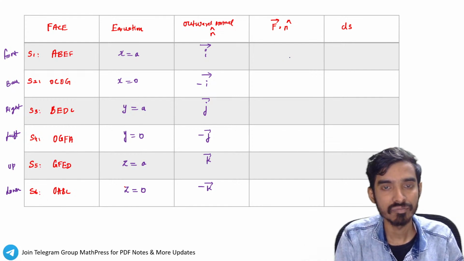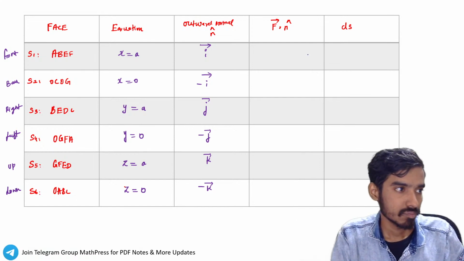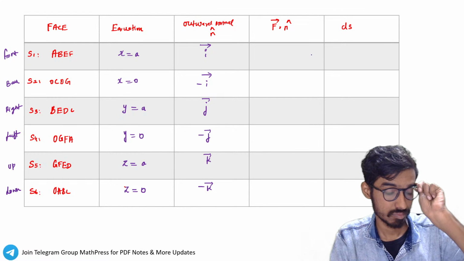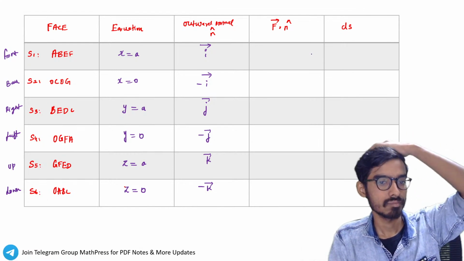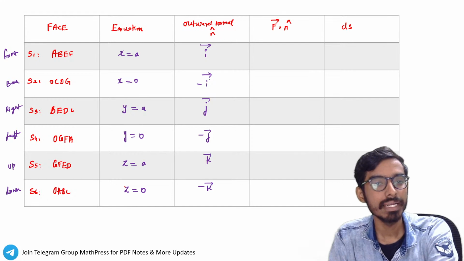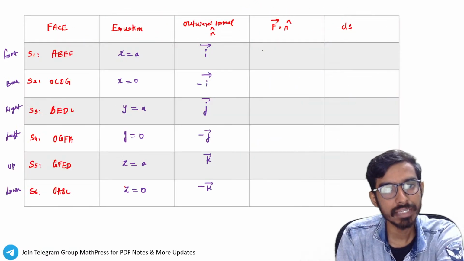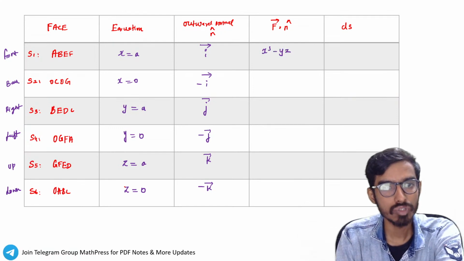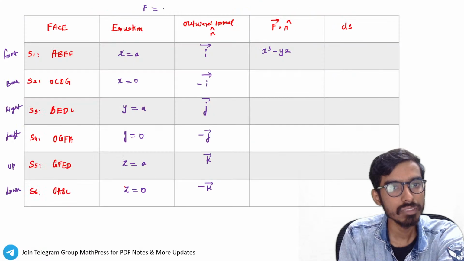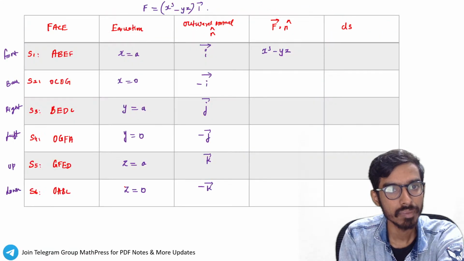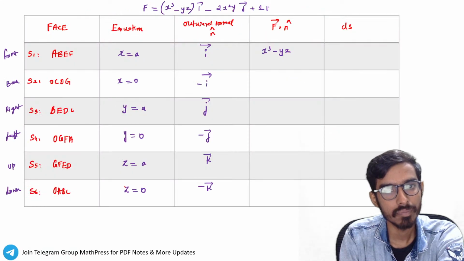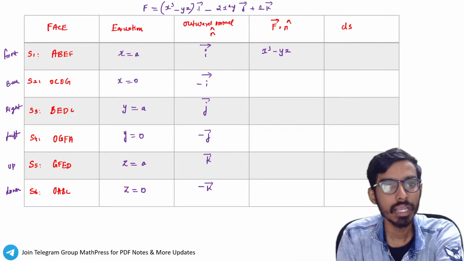F dot n ds. Outward normal is n cap. Okay. Now we will find f dot n cap. So f dot n cap is very easy. We know f. What is f here? F is x cube minus yz i vector minus 2x square y j vector plus 2 k vector. So you make a dot product with i, we will have x cube minus yz.